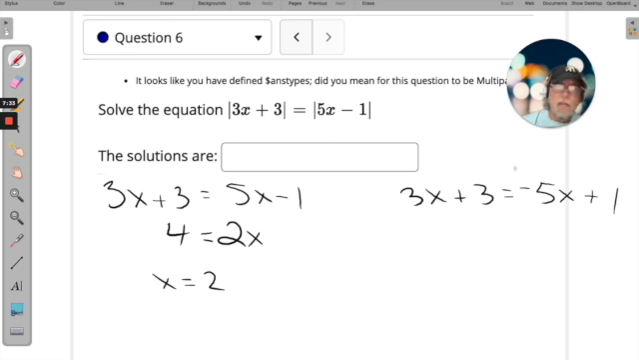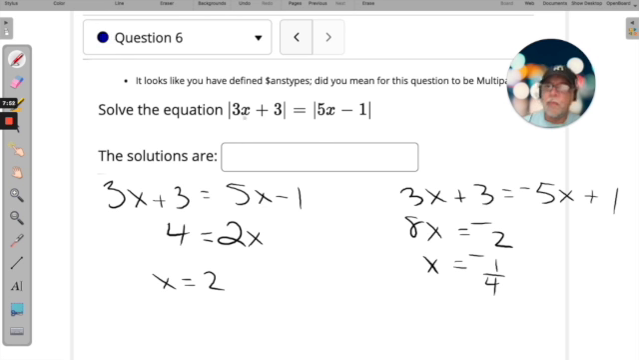And here, you're going to add 5x to get 8x. You're going to subtract 3. 1 minus 3 is negative 2. x is equal to negative 1 over 4. So these are ostensibly the same answers. You get these 2 solutions, but we should check them out.